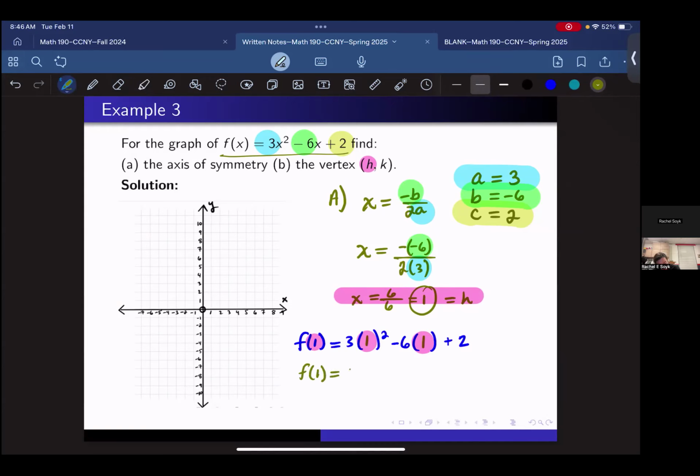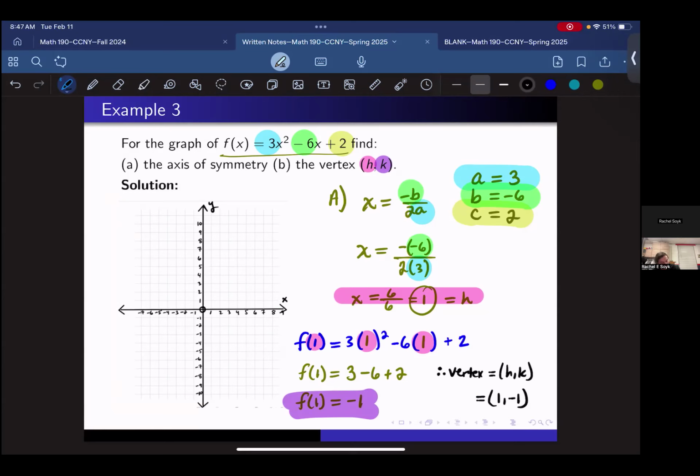1 squared is 1 times 3 is 3. 6 times 1 is 6 plus 2. 3 minus 6 is -3, plus 2 is -1. So our k value, which we'll make purple, is simply -1. Which means our vertex, which is our h comma k, is just 1 comma -1.